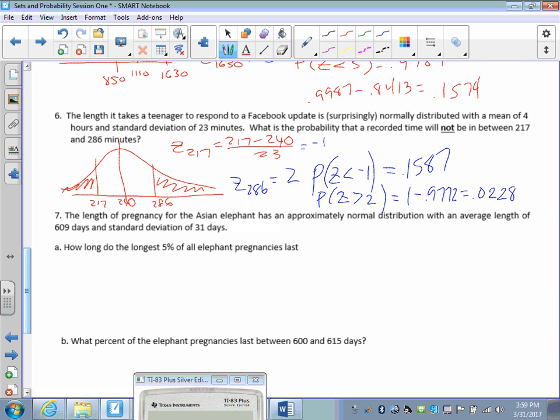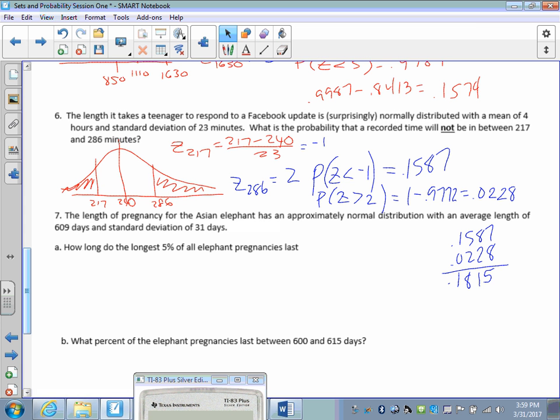So if we add these two, 0.1587 and 0.0228, these are the two places where the response time will not be in the range from 217 to 286, and we get 0.1815. 18.15% would be the probability that the recorded time wouldn't be between that amount of time. All right.